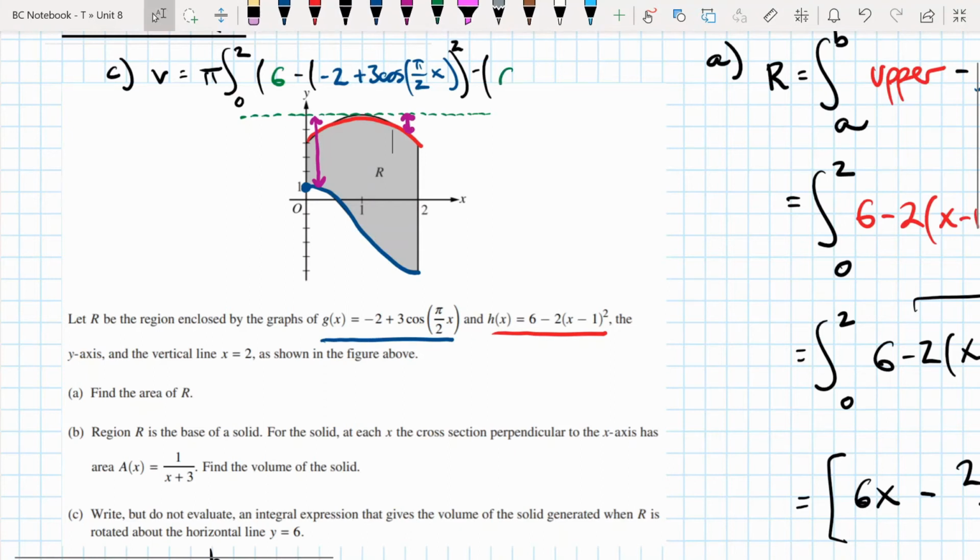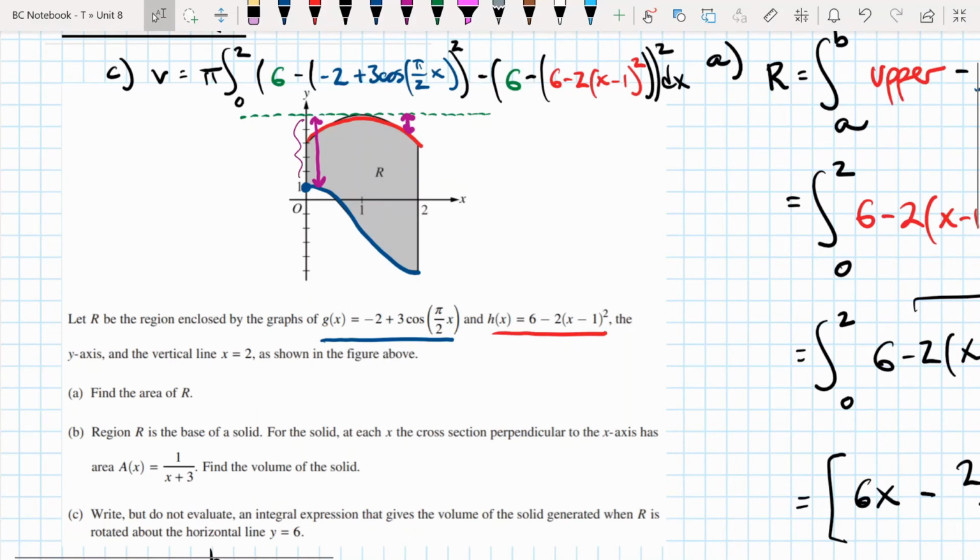So that's going to be 6 minus, do it in green, minus this red function here. So the red function: 6 minus 2 times (x minus 1) squared, close parentheses, dx. I need a second close parentheses here. Squared. Okay, so it is this distance right here.